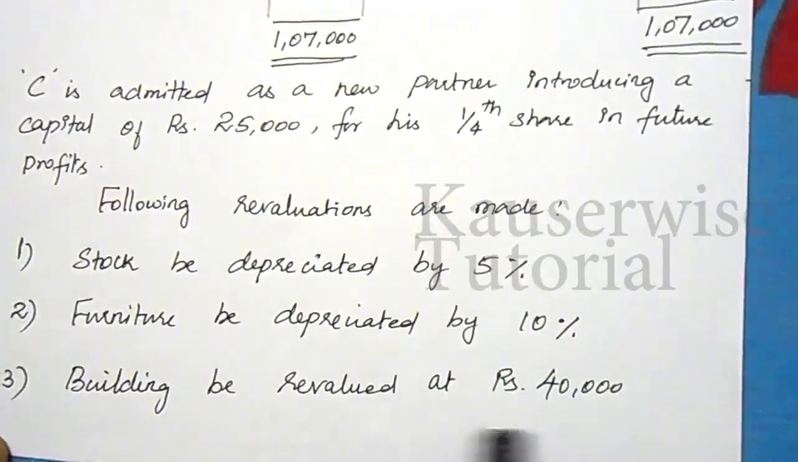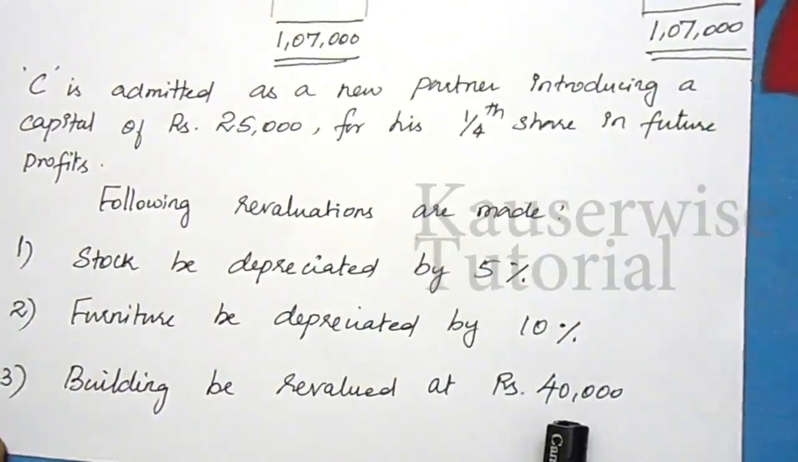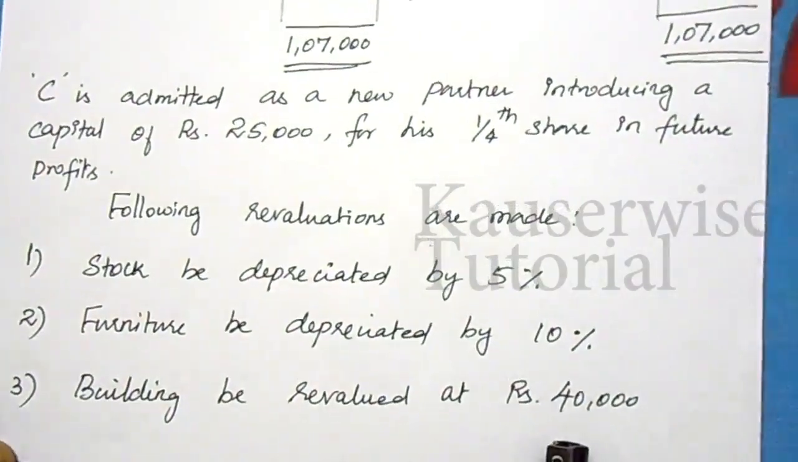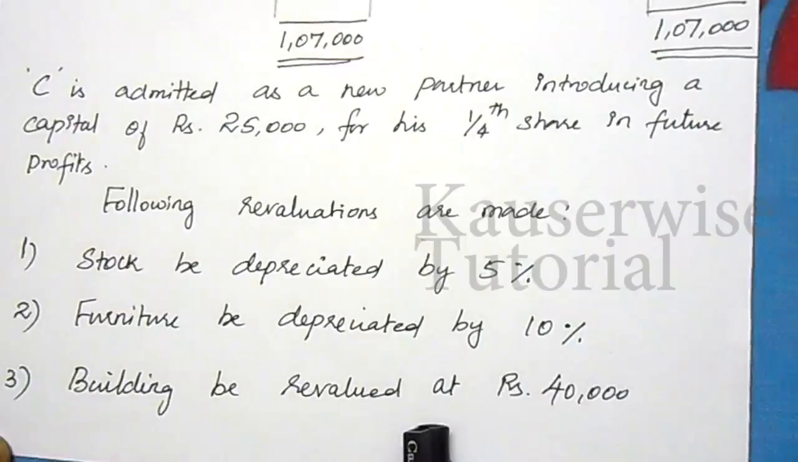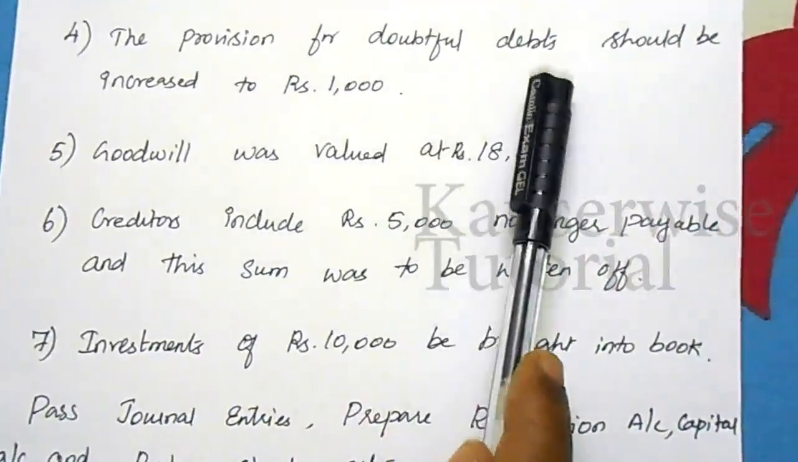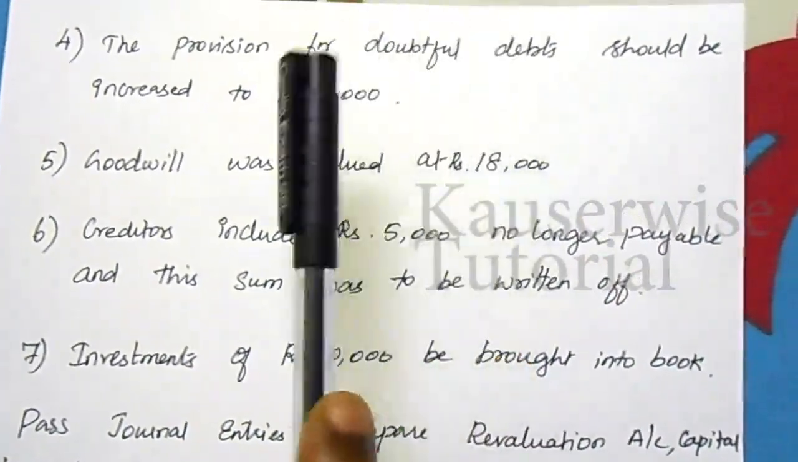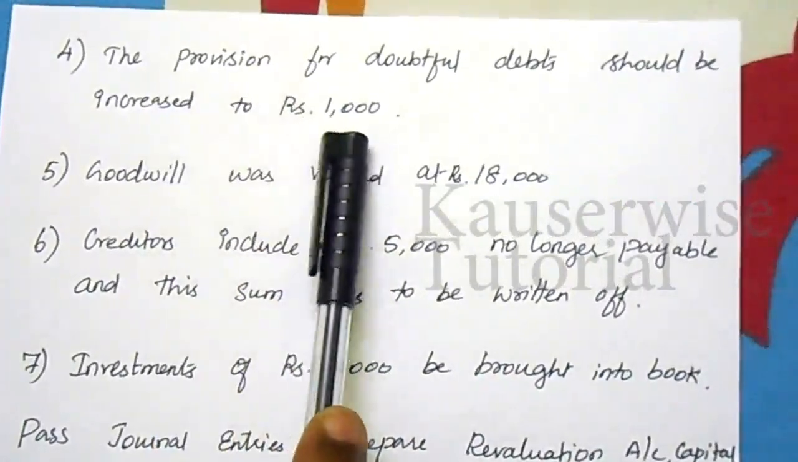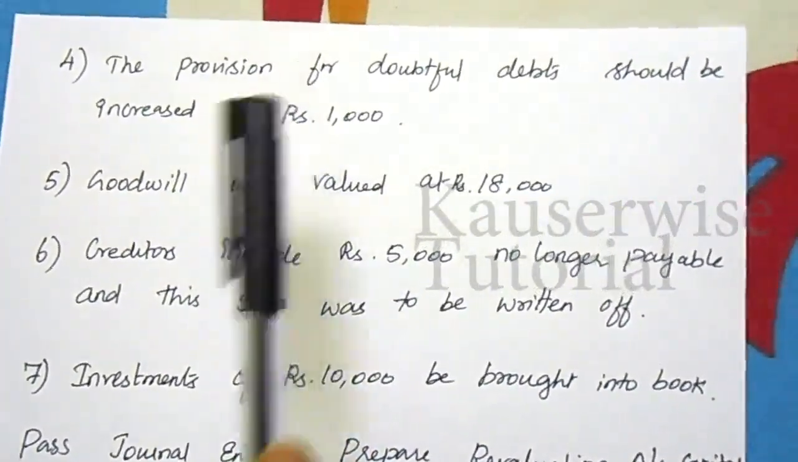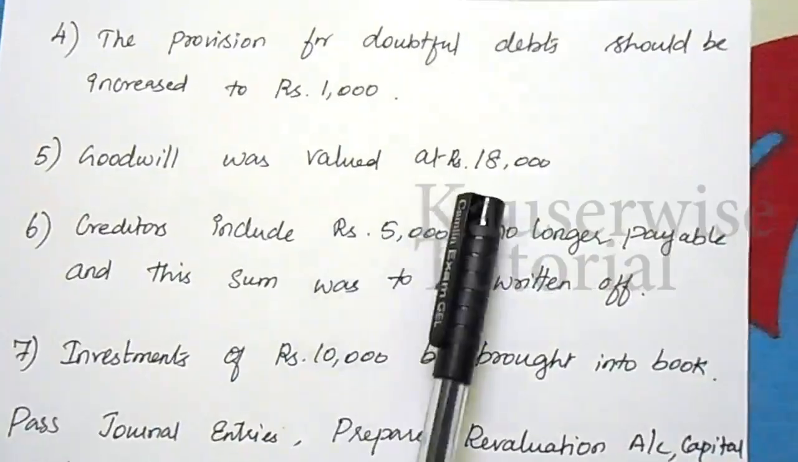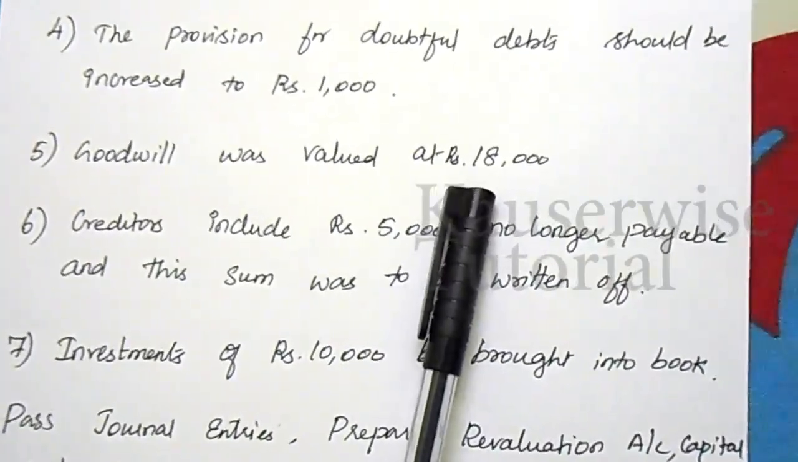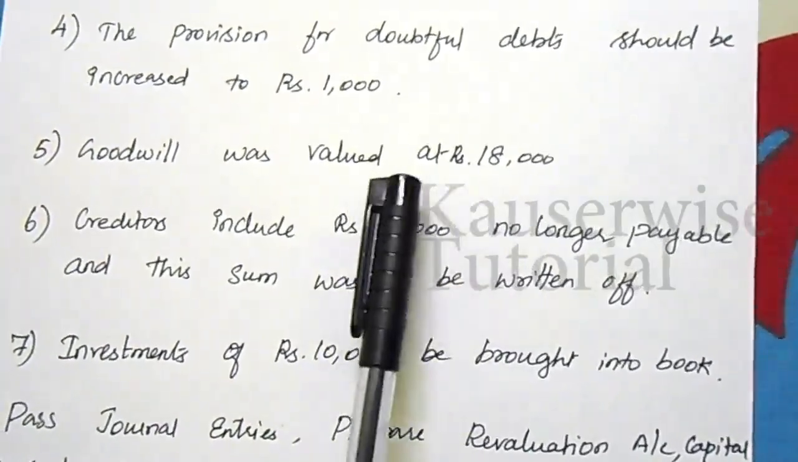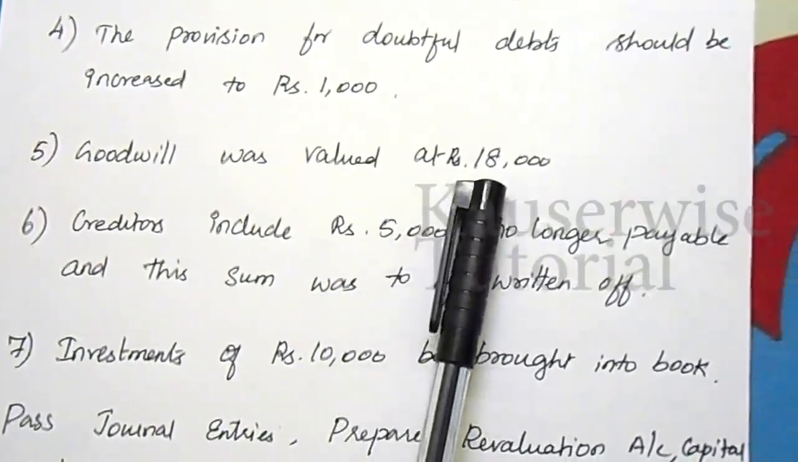Building be revalued at 40,000. So old value is 30,000. Revised value is 40,000. 10,000 increased. It is a profit item. Provision for doubtful debt is a liability. So liability increased from 500 to 1,000. So it is a loss item. Goodwill be valued at 18,000. So the excess amount will be transferred to old partners' capital account. You need not record this under revaluation.